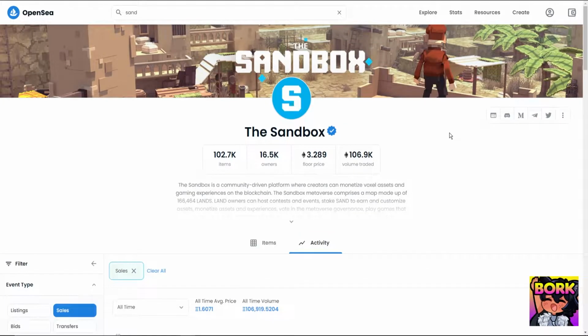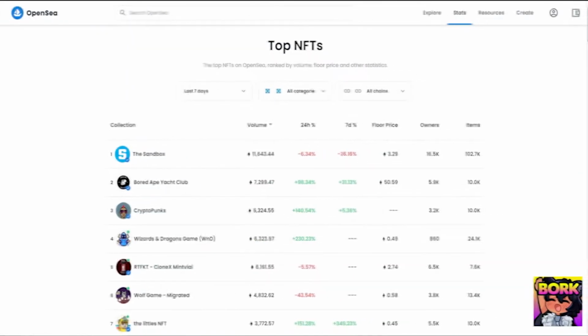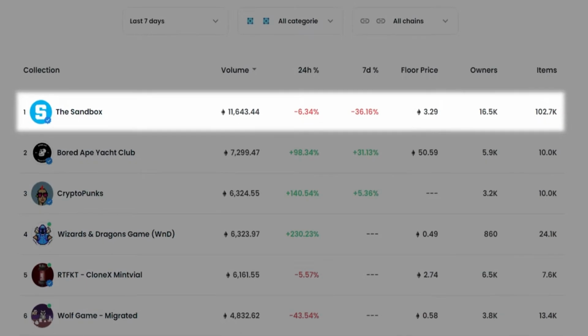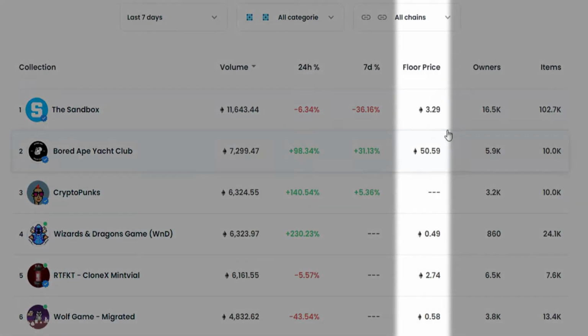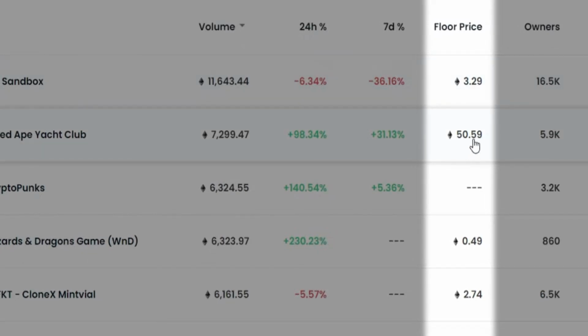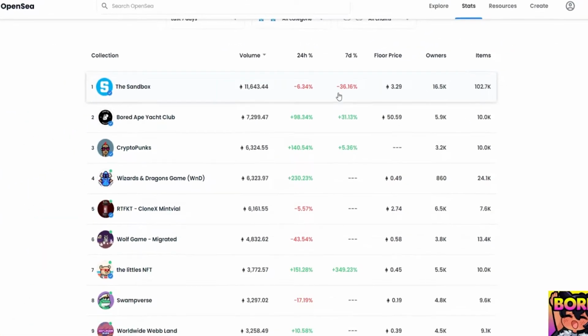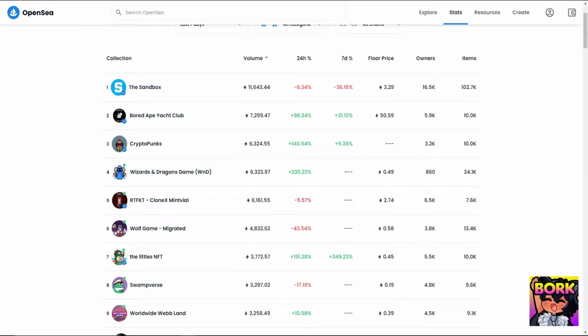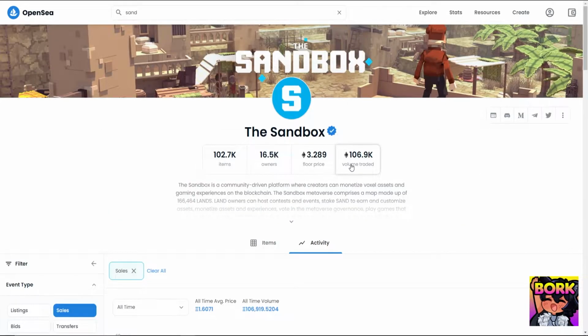And then we have Sandbox right here. All right, we have to talk about Sandbox because it's the number one. It's doing the most amount of volume, not the floor price. Notice it's not number one because of floor price, since 3.29 is obviously much less, but it's based off of the amount of transactions occurring and the attention it's garnering over on OpenSea.